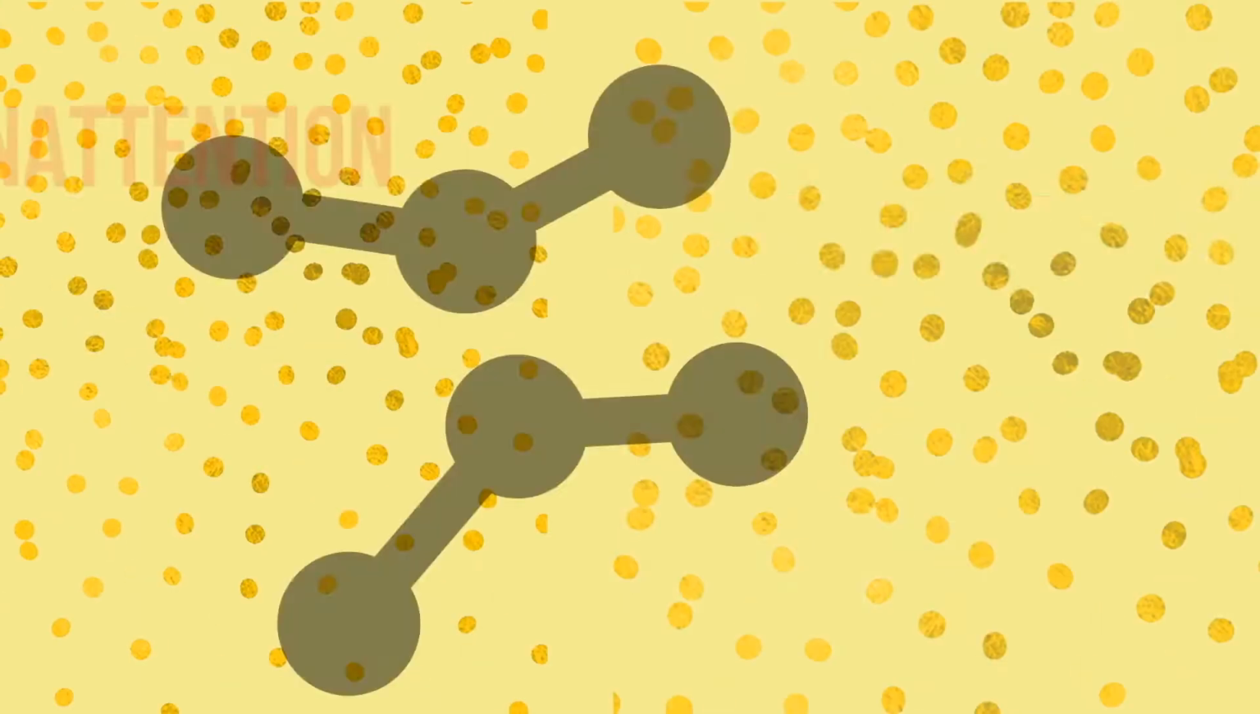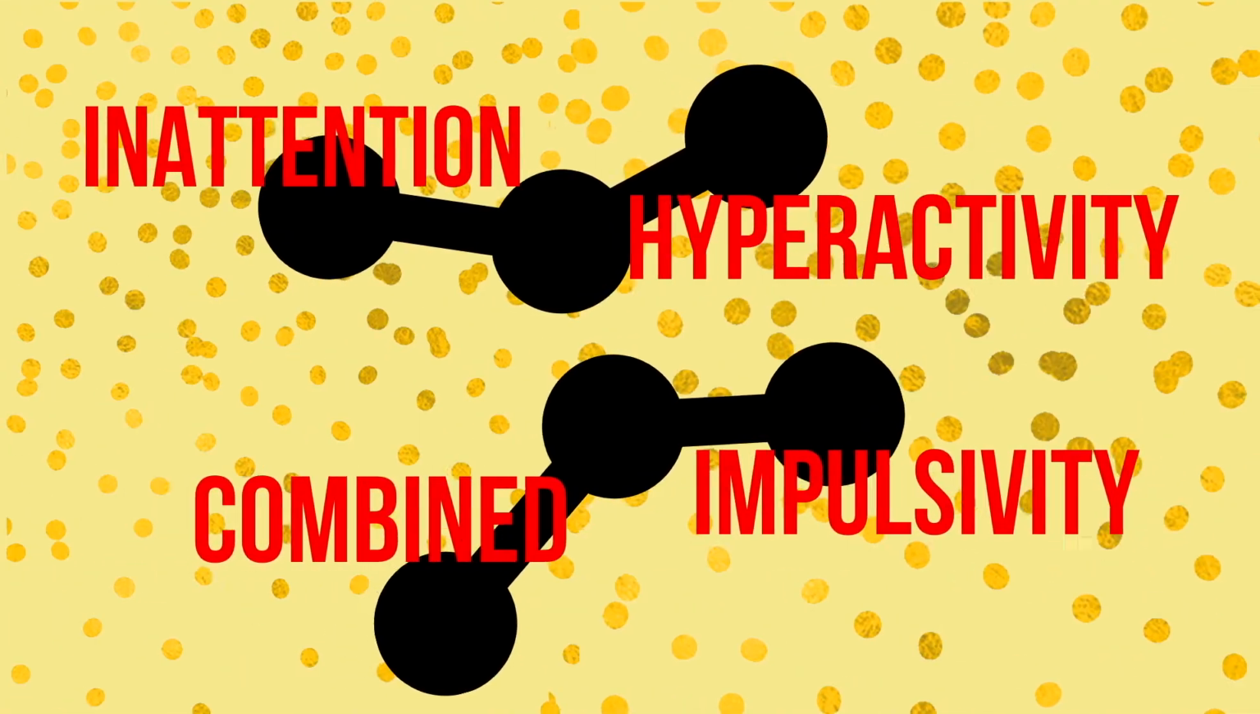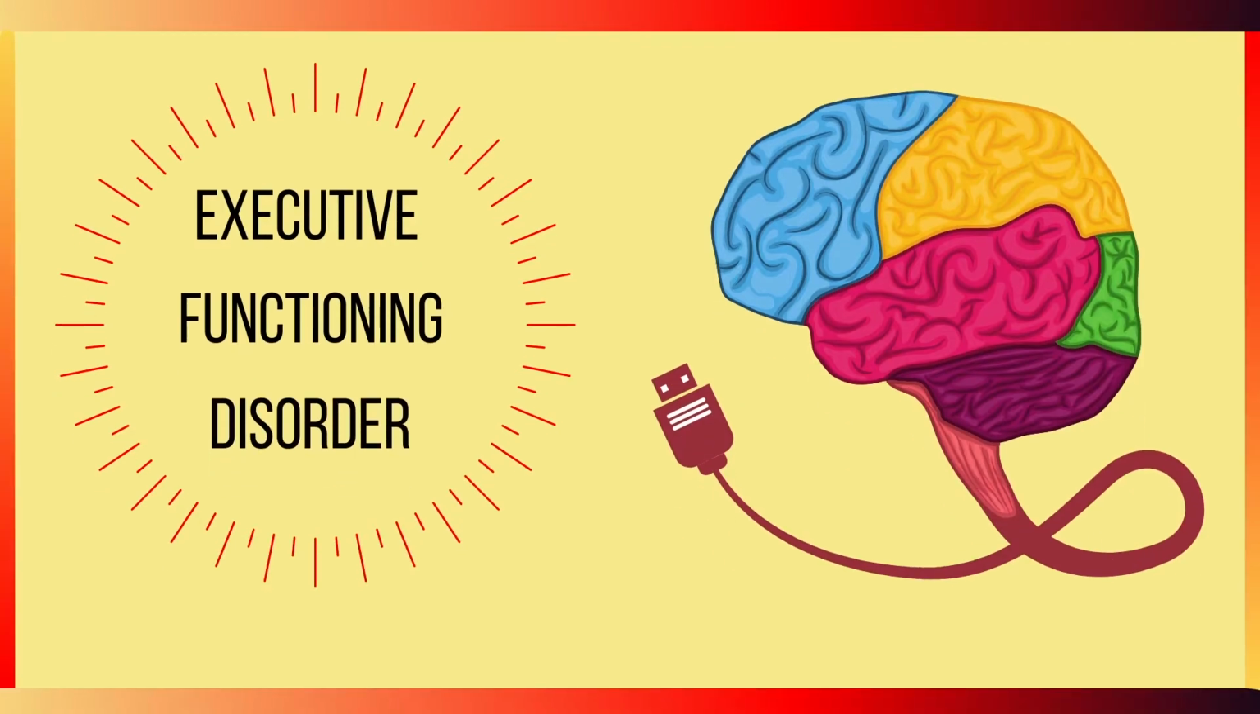Let's dive into some of the components of ADHD. Some kids are inattentive, hyperactive, impulsive, and some are just a combined of all of those symptoms. I'm going to switch over to some slides so you can read along a little bit more, and then we're going to go into executive functioning, and that is really the crux of ADHD. So we're going to talk a little bit more about that.